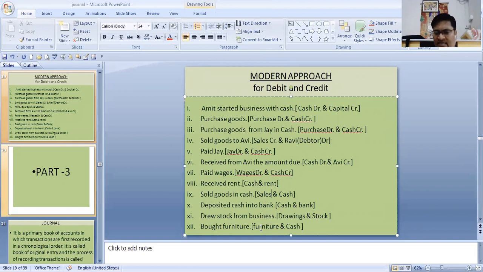Similarly, bought furniture. Furniture is an asset increasing in the business. That's why debit. And cash is reducing from the business. That means asset again reducing. That's why credit. That's all, students.